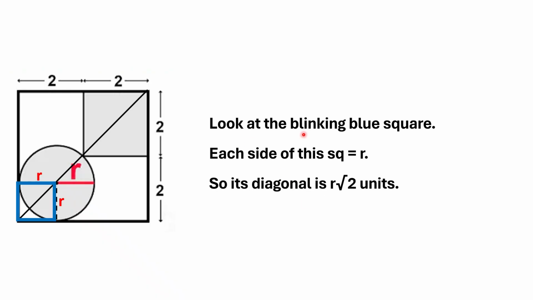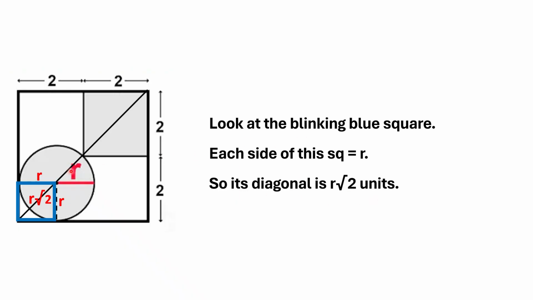Now look at the blinking blue square. We completed the square by drawing the two radii. Each side of the square is r units, where r is the radius. So the diagonal inside the square will be r root 2.